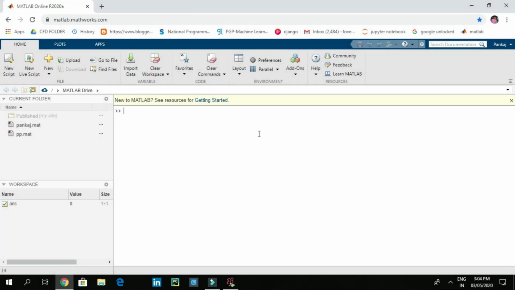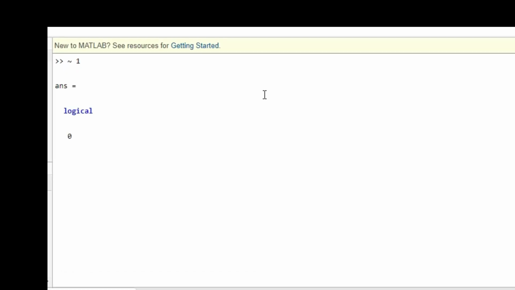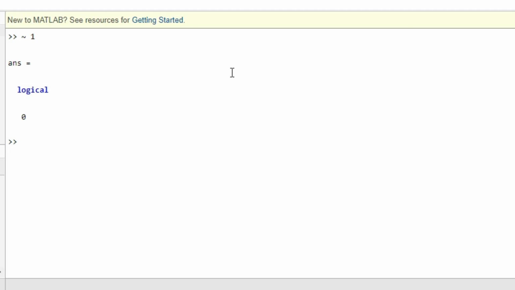So let's try some examples of logical operators. When we have tilde 1, it gives 0, which means not true gives false and not false gives true. When we have tilde 3, it gives 0, and not minus 3 again gives 0. You can try any number, it gives false.